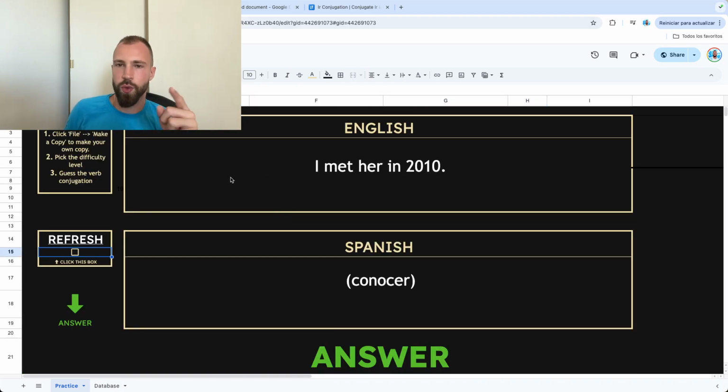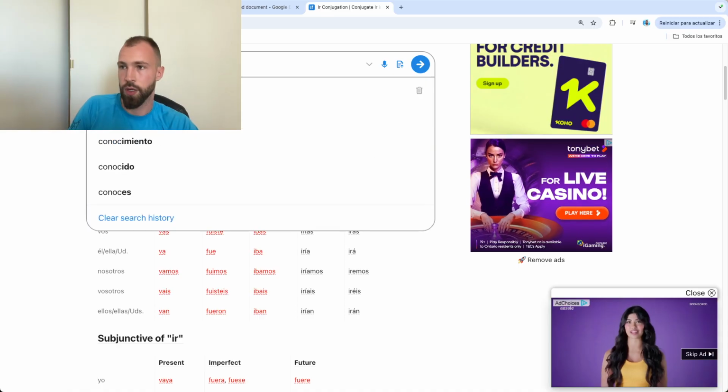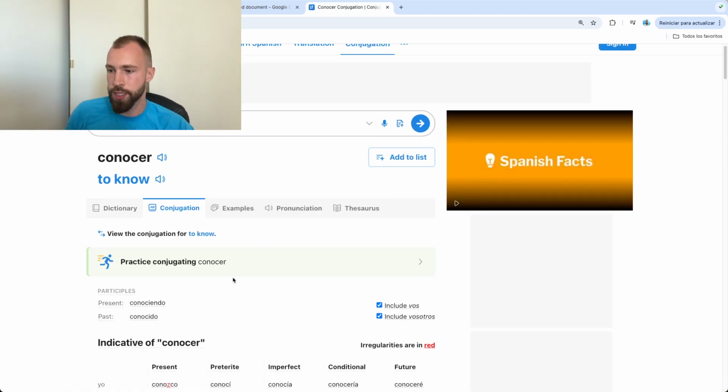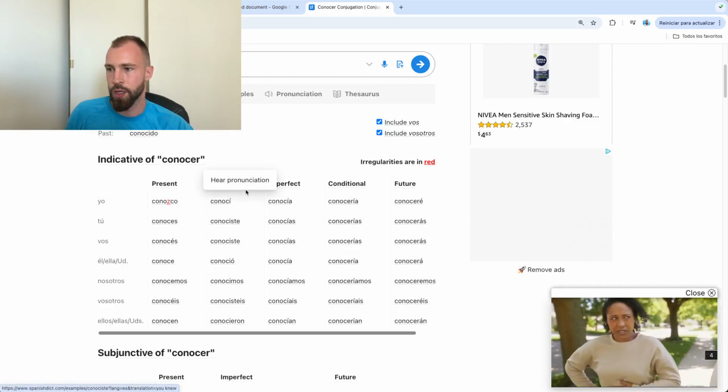I met her in 2010. So that's a specific moment. So conocer in the preterite, because we're going to use the preterite. For yo, it's yo conocí. So with ER verbs in the preterite, it's this I ending, I with an accent.